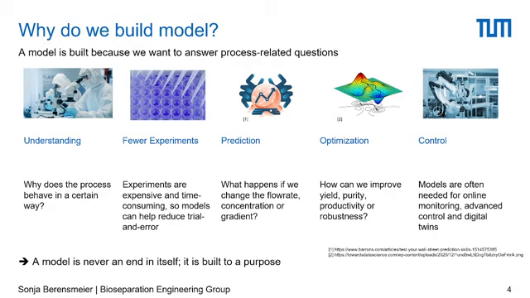And the last point that is a really fast growing and each year more important point, especially for industry, is control. Models are often needed for online monitoring systems. They are needed in advanced control schemes and also for digital twins. So the important takeaway is that a model is never built just to build a model. The model is always built with a purpose, with a clear goal in mind of what we want to solve with our model.